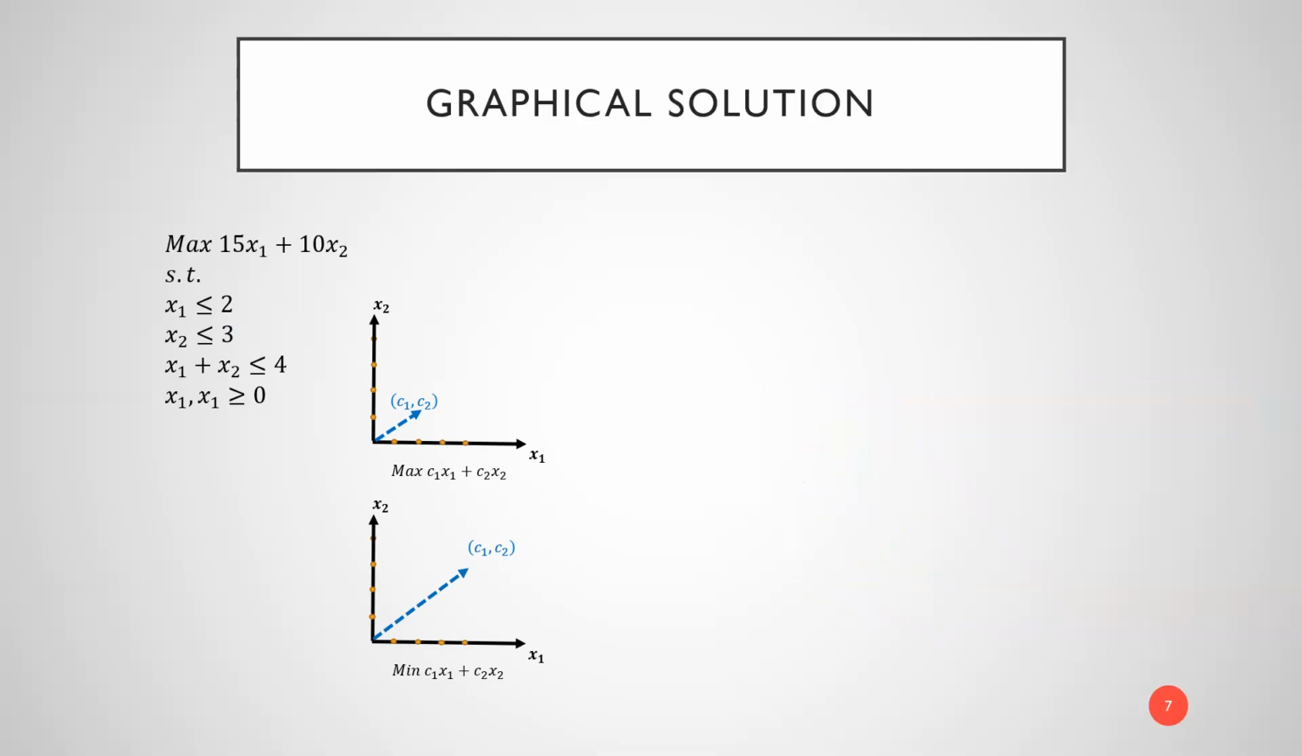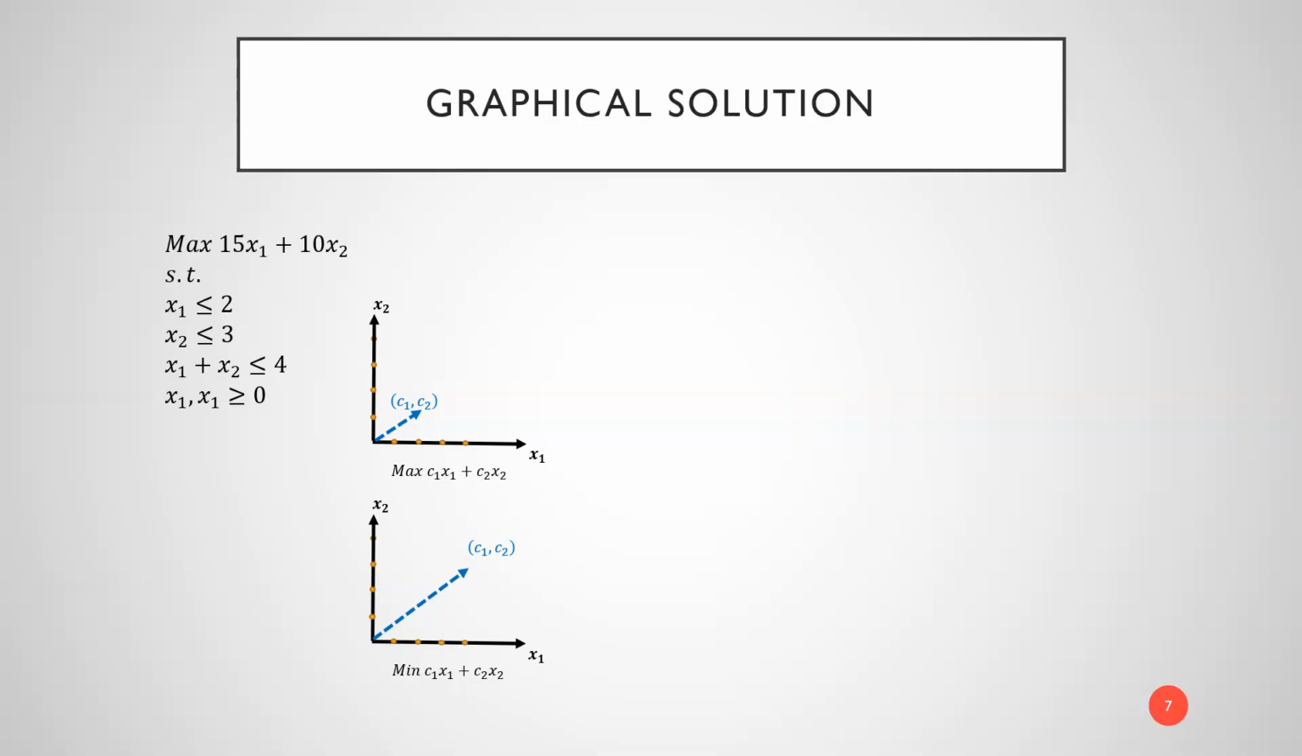If the problem is of maximizing type, we will move the trial isovalue line in the direction of the objective function vector until we reach a point that if we pass this point, we will get out of the feasible region. And if the problem is of minimizing type, draw a trial isovalue line and start moving it in the opposite direction of the objective function vector until you reach the point where moving more than this will violate the feasible region.